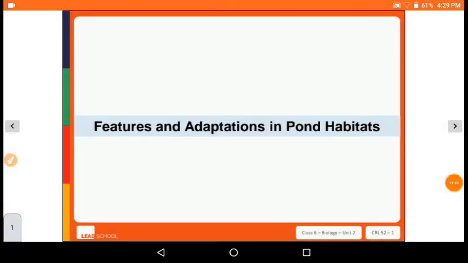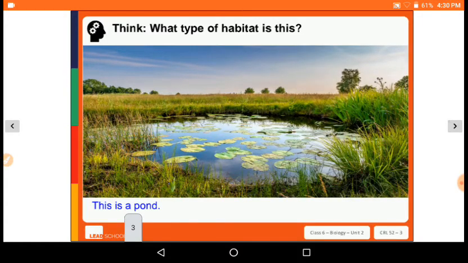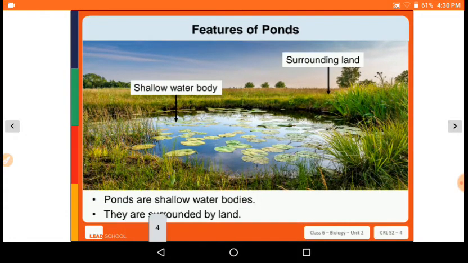Now next, features and adaptations in pond habitats. So think, what type of habitat is this? You know that this is a pond. Yes, ponds are shallow water bodies and they are surrounded by land.